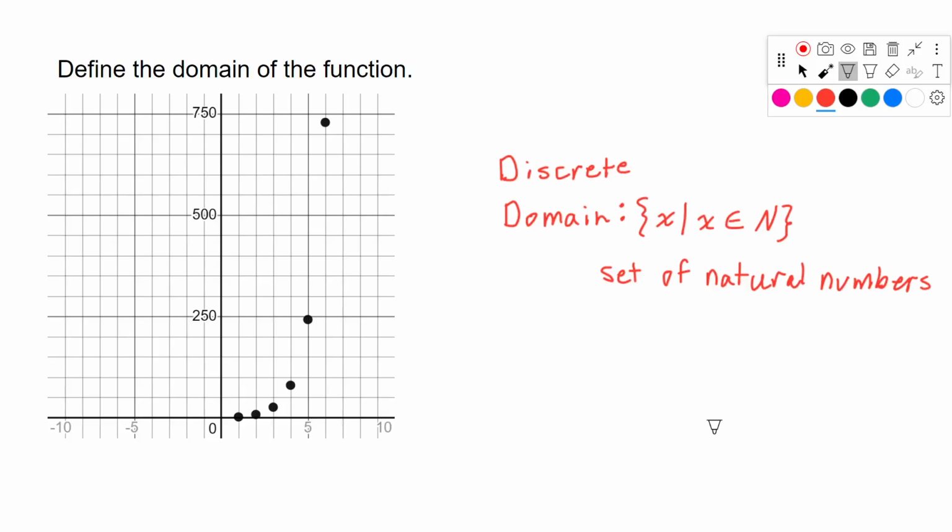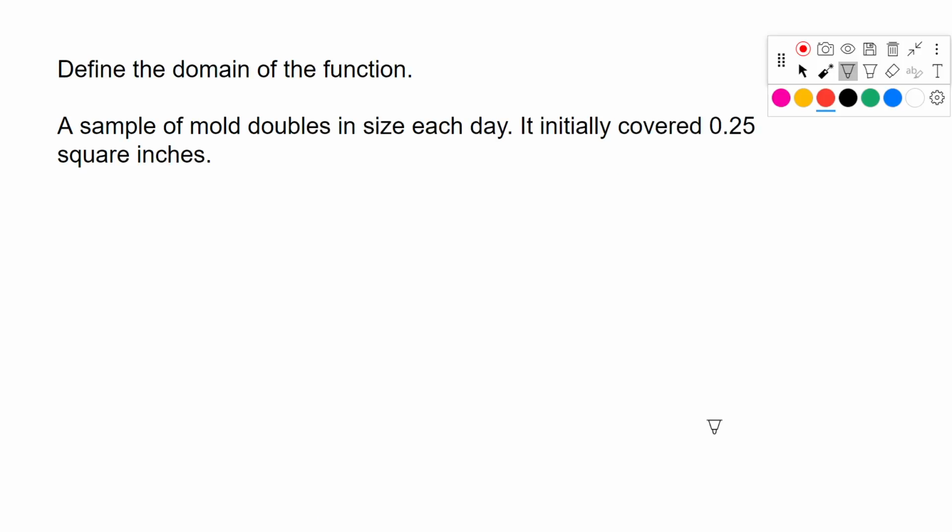Now let's take a look at some context. A sample of mold doubles in size each day. It initially covered 0.25 square inches. Well, mold doesn't just grow in specific increments, like it's one size for a minute and then it waits a whole other minute before it changes size. It is continually growing, just like as a young person, you are continually growing. So we call this a continuous function.